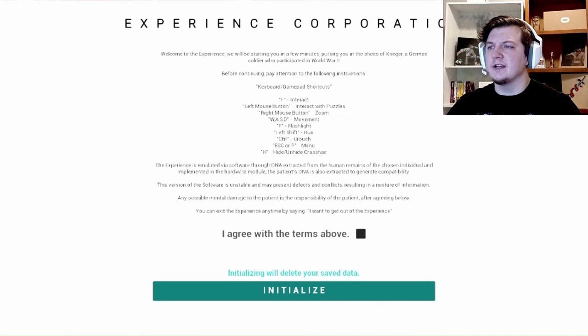H, hide crosshair. The experience is emulated via software through DNA extracted from human remains of the chosen individual and implemented in the hardware module. This patient's DNA is also extracted to generate compatibility. This version of the software is unstable and may present defects and conflicts resulting in a mixture of information. Any possible mental damage to the patient is the responsibility of the patient. After agreeing below, you can exit the experience any time by saying, I want to get out of this experience. Okay, agree with the terms above.